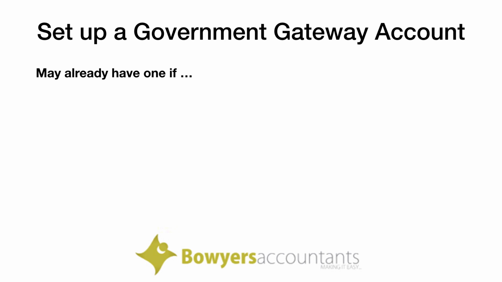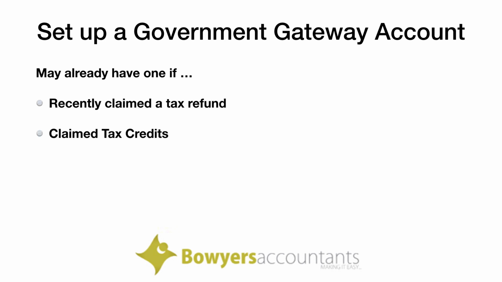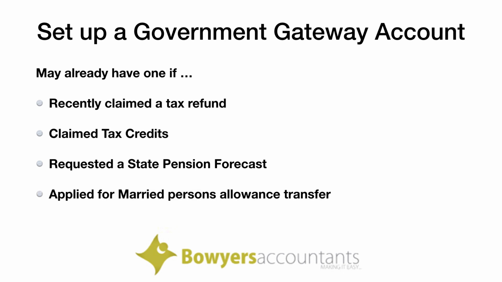Now, it is possible you may already have one of these yourself, should you have ever recently claimed a tax refund, made a claim for tax credits, either working tax credits or child tax credits. If you've ever requested a state pension forecast, then you would have been required to set up a Government Gateway account. And if you've applied for married person's allowance transfer, that too is administered through this system.